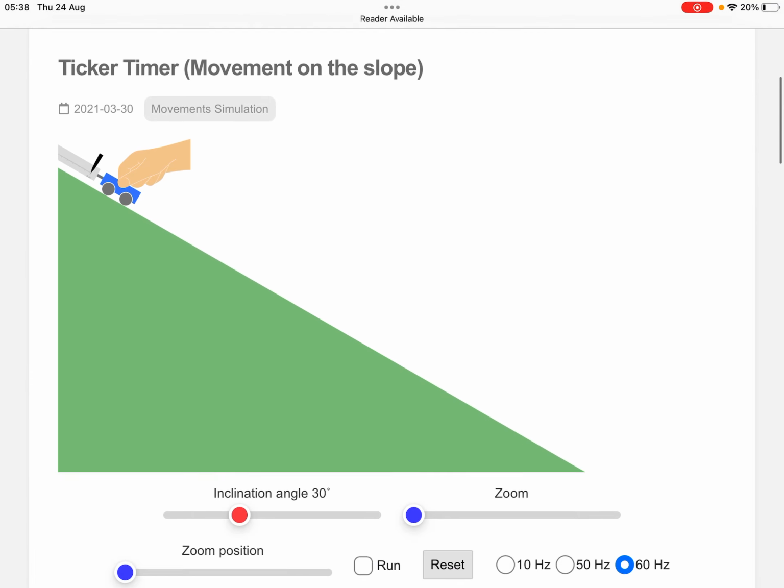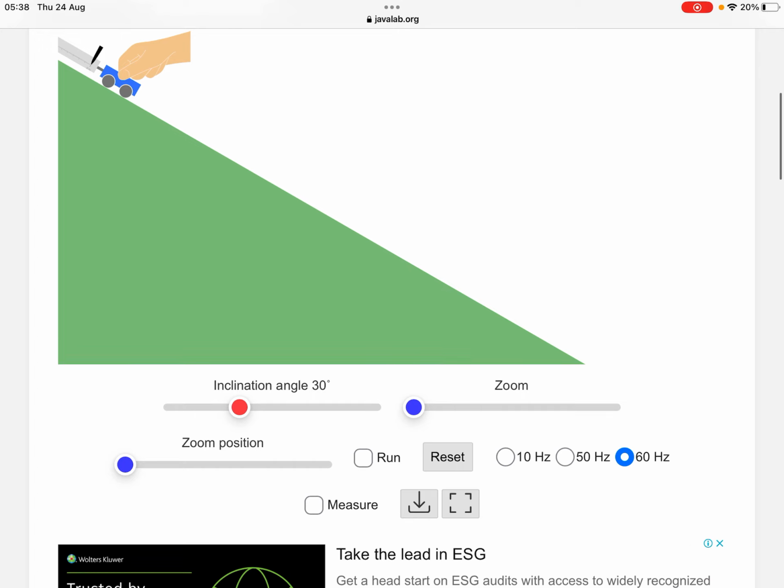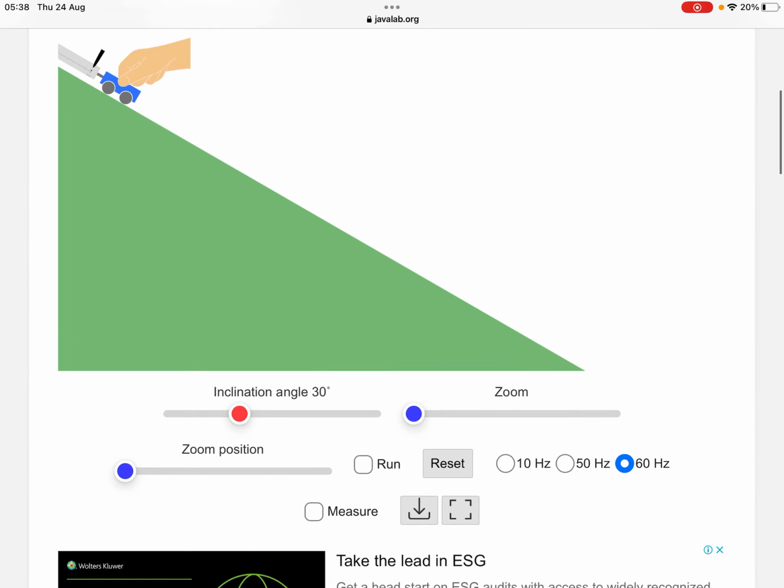Let's see. Pintu J15. So this is the simulation. Terima kasih. Okay, 50 hertz. Final call. So let's try to measure.